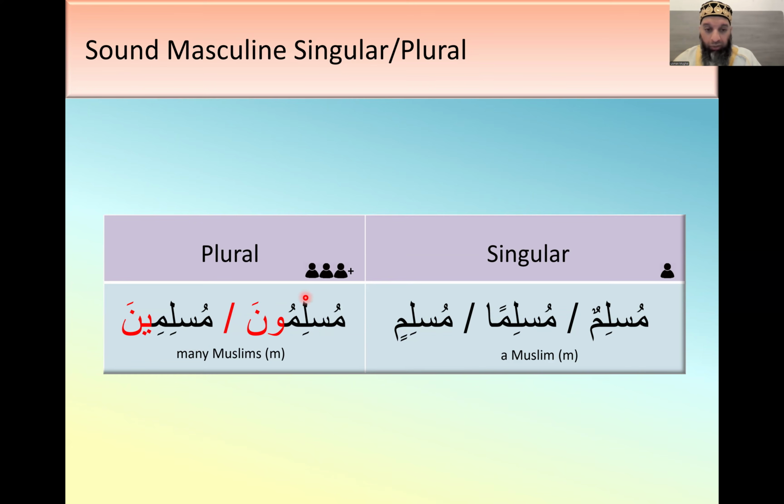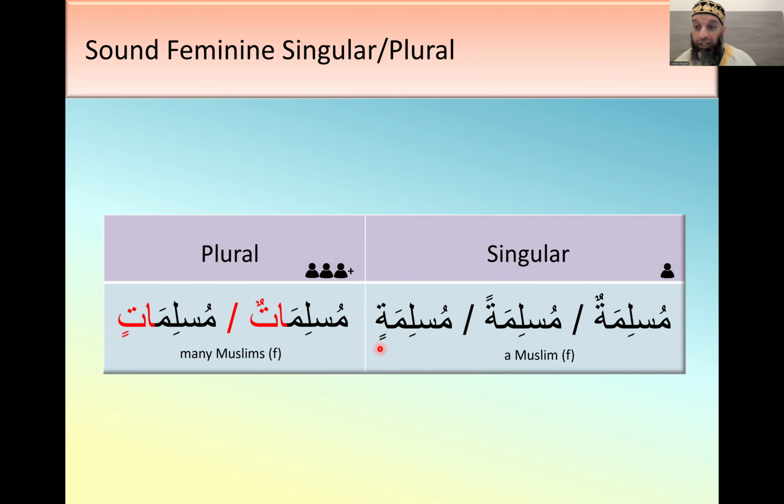Okay, so next one is the sound feminine. Remember, we said we're going to do sound masculine plurals and sound feminine plurals, and broken plurals we're not doing. So this is the second of the two. So the structure, the addition you have to make to a feminine word is atun or atin. That's it.